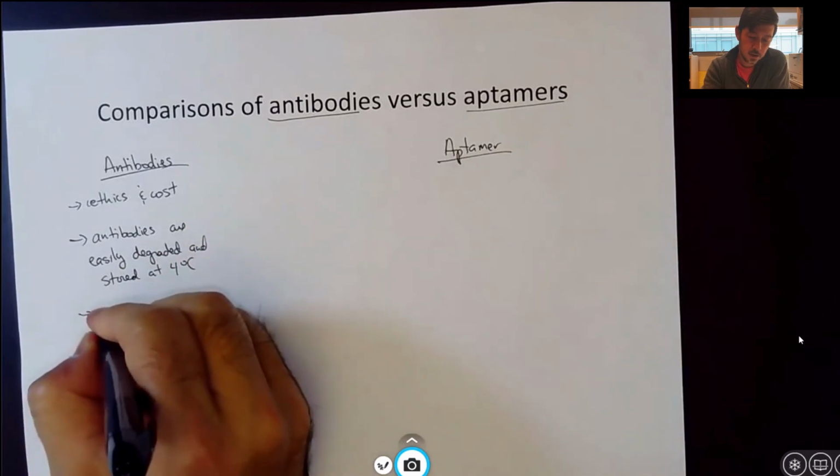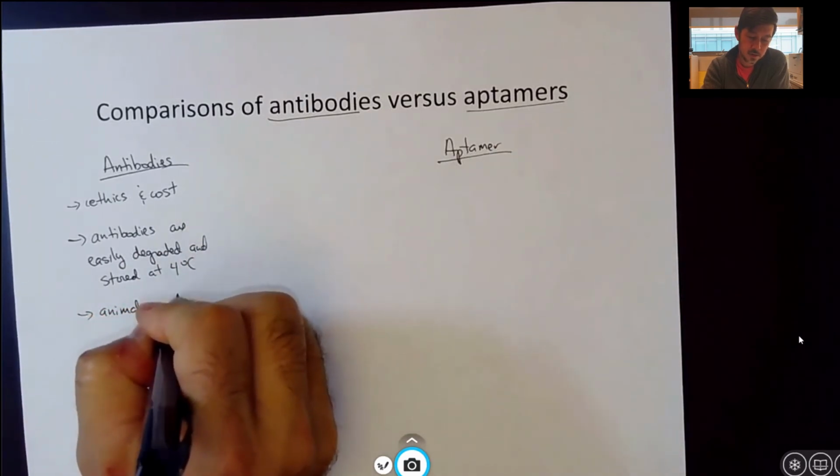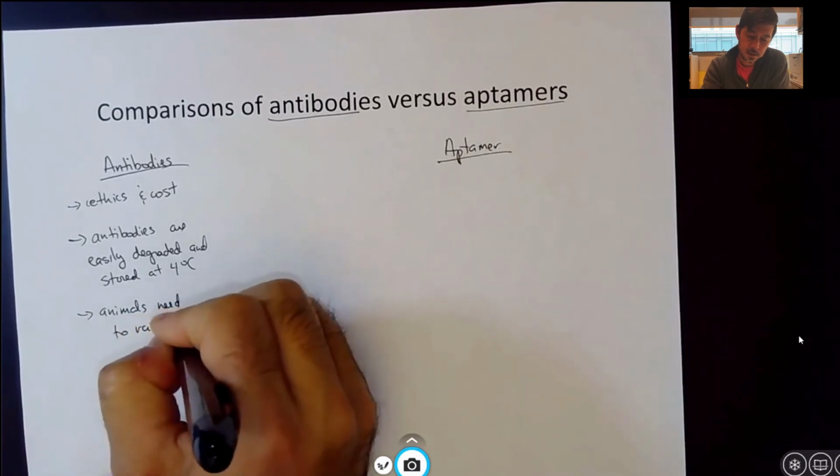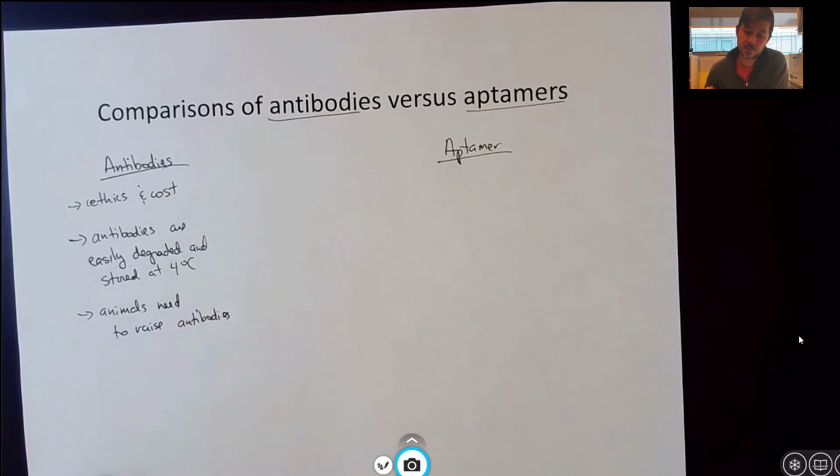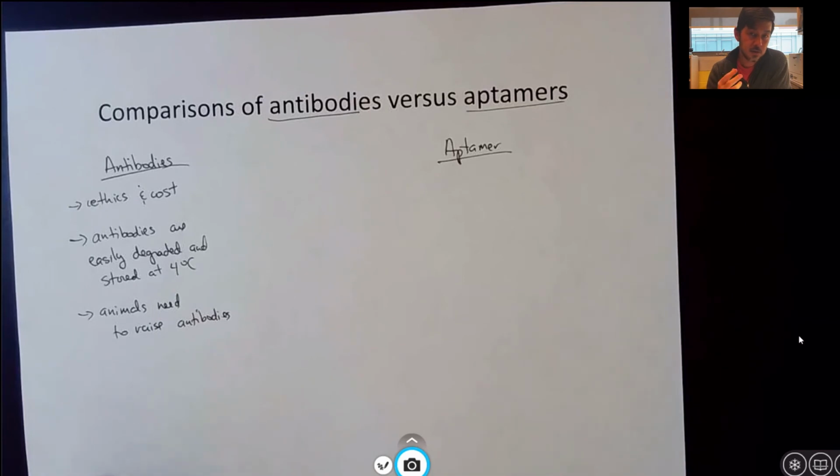And as I mentioned, animals are needed to raise antibodies. Now, antibodies have been, for a long time, perceived as being the number one type of molecule that can achieve specificity. I'll give you an example. Antibodies for specific proteins can be made, and if you have a single phosphate group on a protein, you can develop antibodies that distinguish between a phosphorylated protein versus an unphosphorylated protein. That's a very small change in structure, yet you can develop an antibody that can differentiate between that.